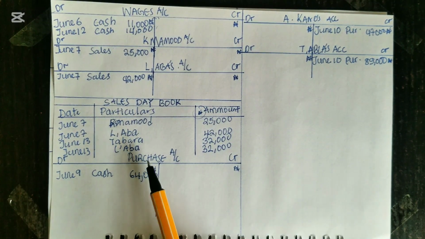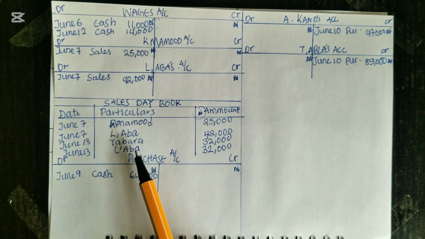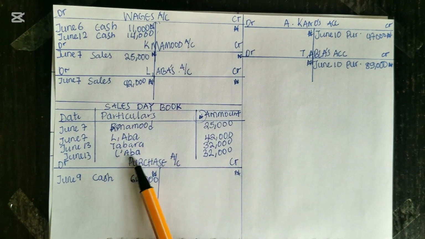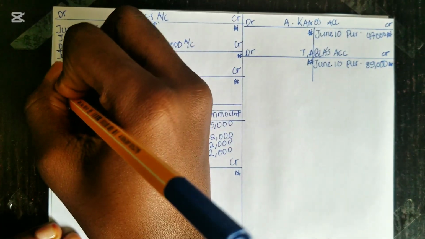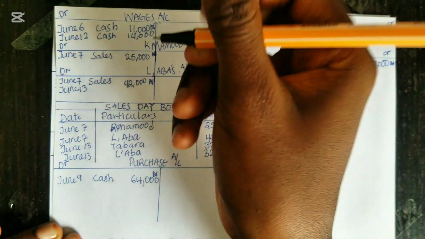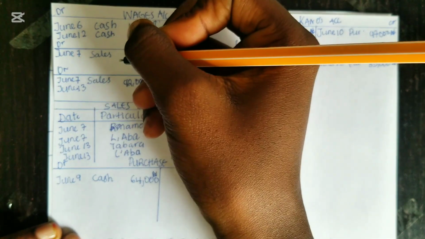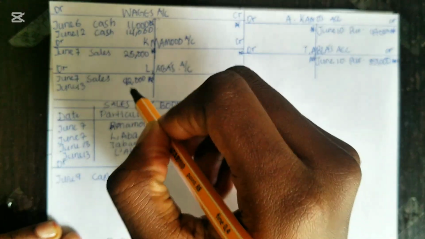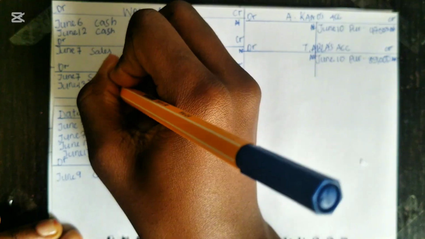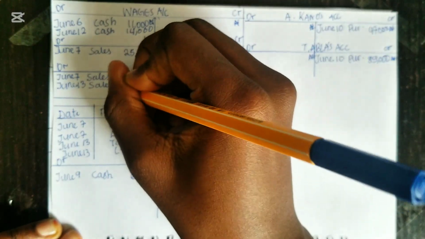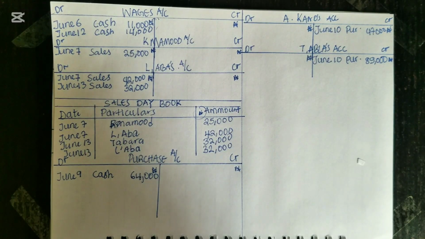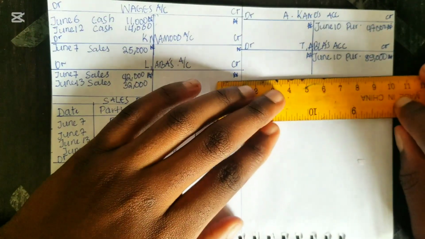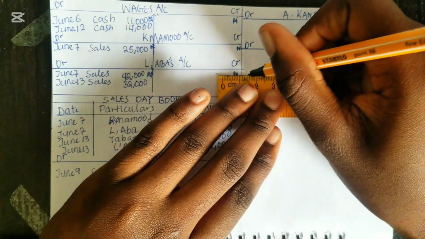So now, like I said, we already have El Abba's account. Which one do we have? We have El Abba's account. So we can just write June 13 here and write sales. Then what are we going to write? 32,000 naira, which we have done. Now after that, we have to prepare Tabara's account. In preparing Tabara's account, we're going to debit Tabara's account, not credit.